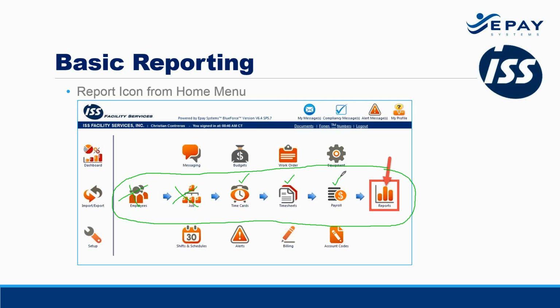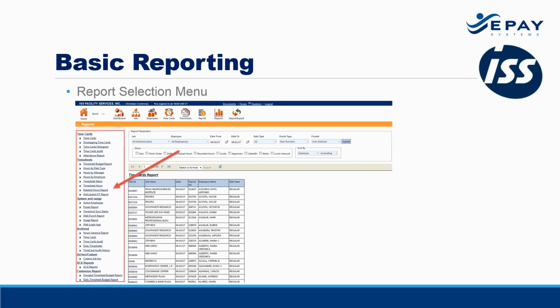Now, some of the reports, I kind of don't like where they put the icon, but some of the reports you can run at any point. You can run them now to see who's at the job site, or you can wait till the end of the pay period to run. There's a variety of reports that are available in the system. But for the most part, anything you want to do with data and reporting is going to be out of that reporting icon.